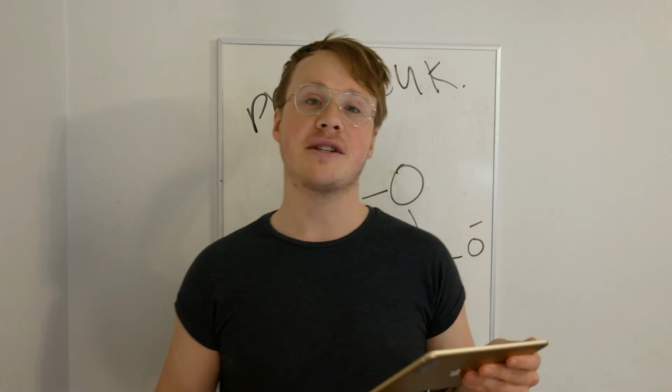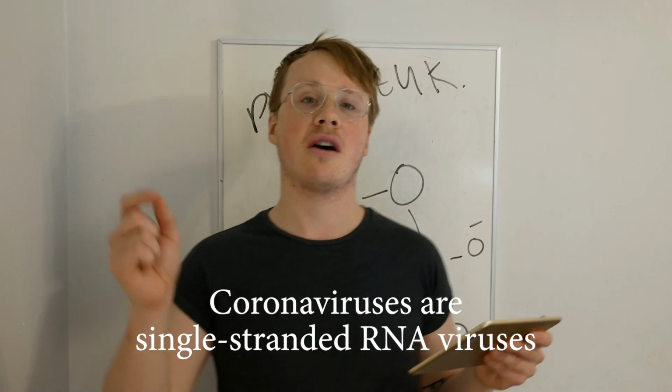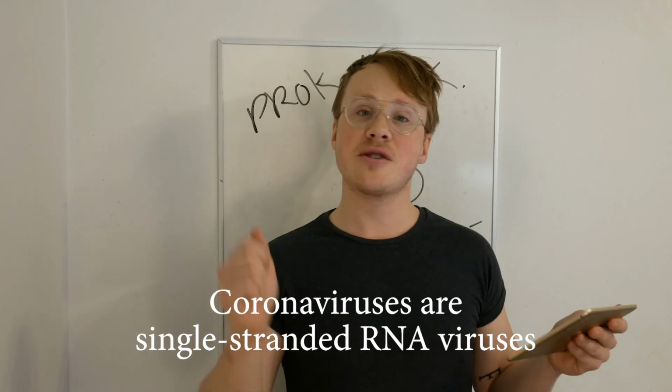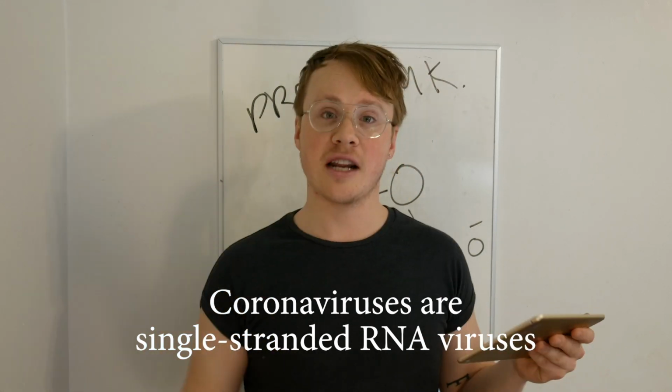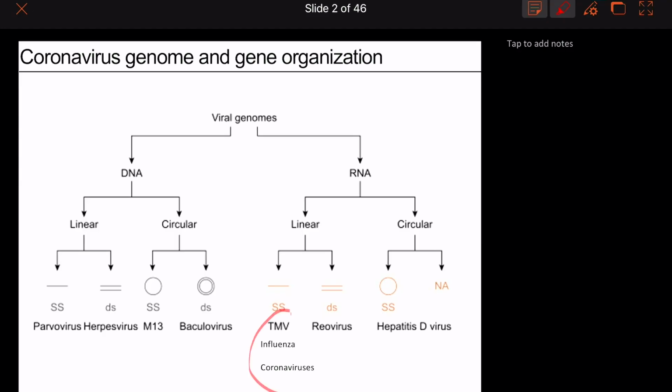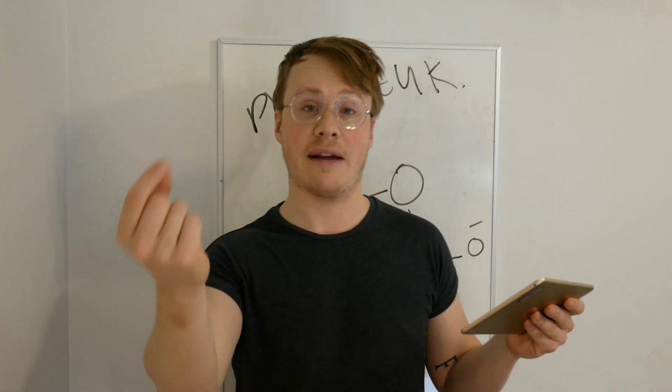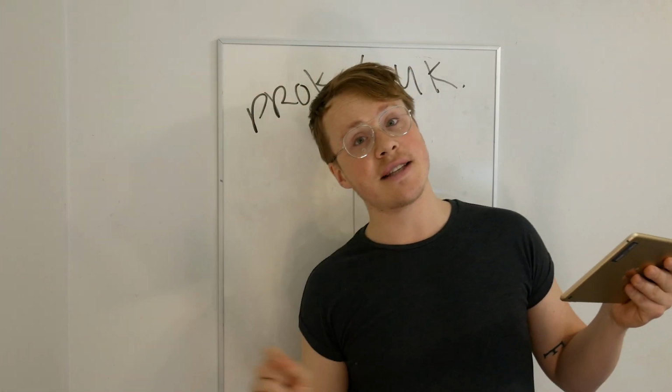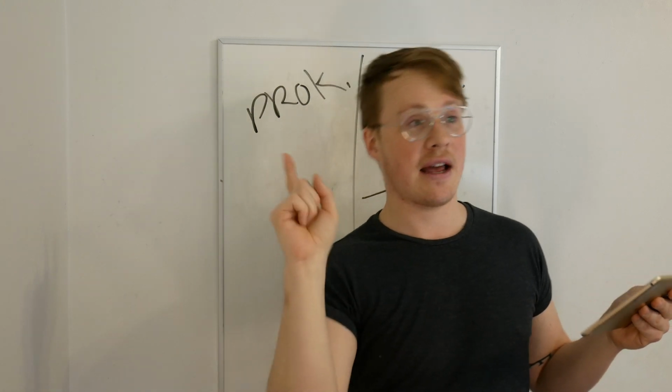Influenza and coronaviruses are what we call single-stranded RNA viruses. These are viruses that encode their genetic material in one strand of RNA. And how a virus encodes its genetic material is incredibly important for what we call the viral life cycle: how the virus gets into the cell and how the virus gets back out of the cell.